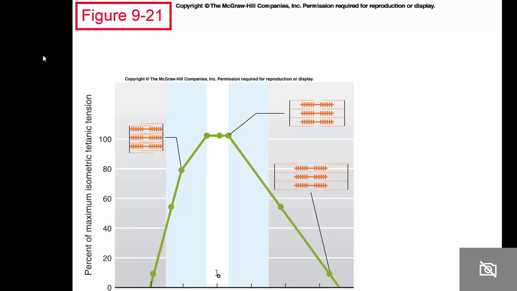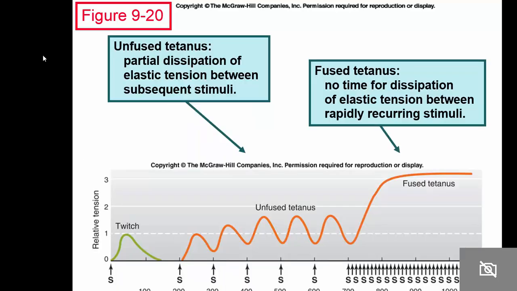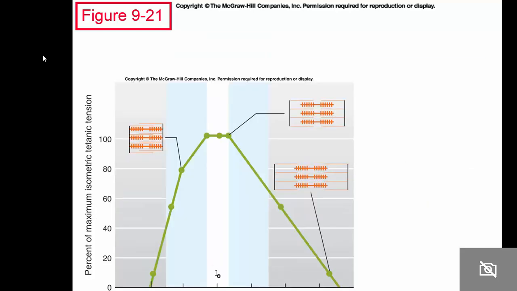All right, another super important graph. This one is looking at one sarcomere. Remember, the sarcomere is the functional unit, the functional unit of muscle. This is the percent of maximum tetanic contraction. Tetanus is the maximum amount of contraction you can get. Can't get any more than that, okay?